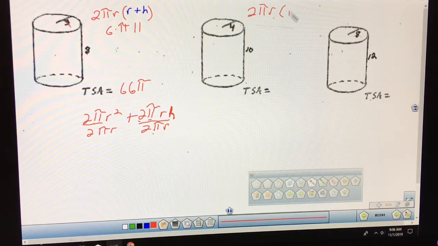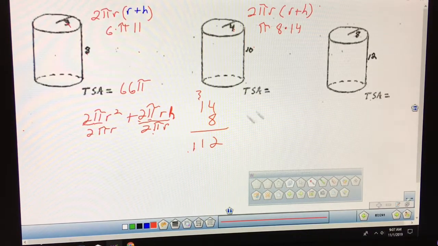2 pi r plus h. I can do 4 plus 10 rapidly in my head. That's 14. 2 times 4, the radius is 4, is 8. So it's going to be pi times 8 times 14. If it's not calculator active, the arithmetic isn't that difficult. That's 32. That's 8. It's 112 pi. Once again, total surface area.